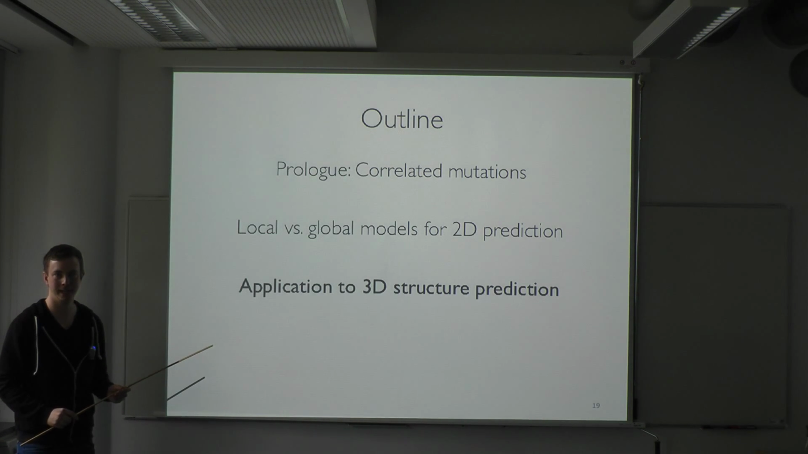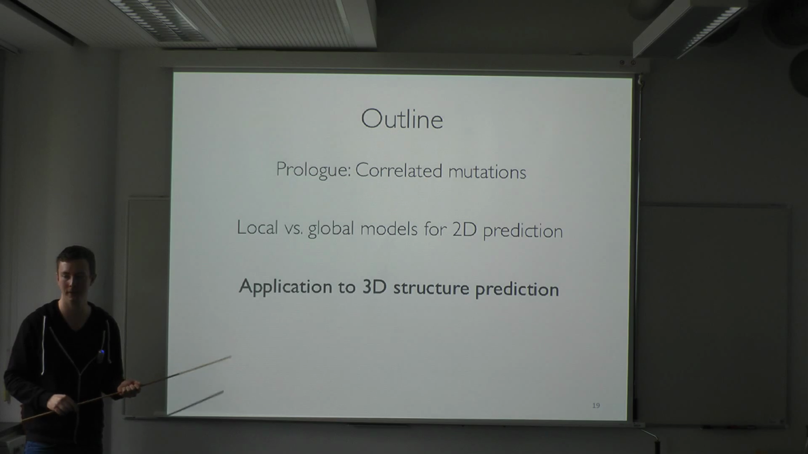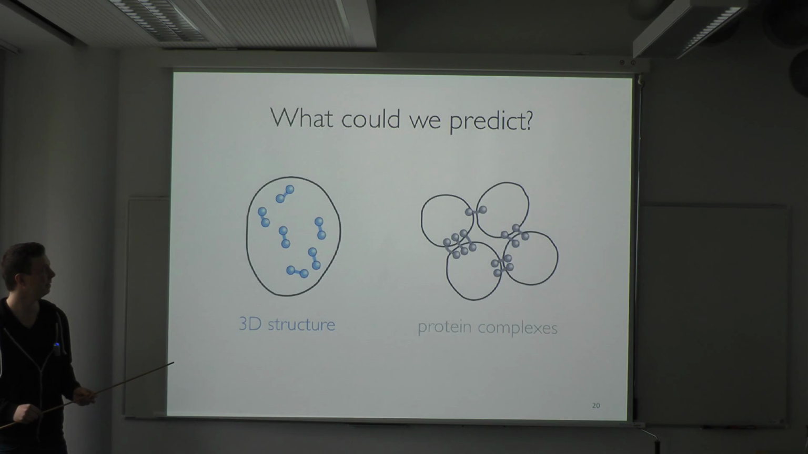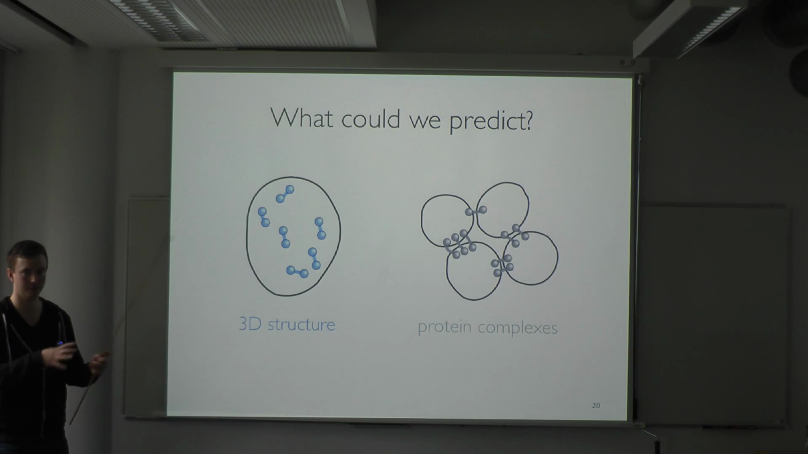Now, we know we have pairs that are close in 3-dimensional structure. Can we get the actual 3-dimensional structure of proteins out of that? And this is what the third section is going to be about. And so the question is, what can we predict from these pairs? We can predict the three-dimensional structure of proteins, so single protein molecules.